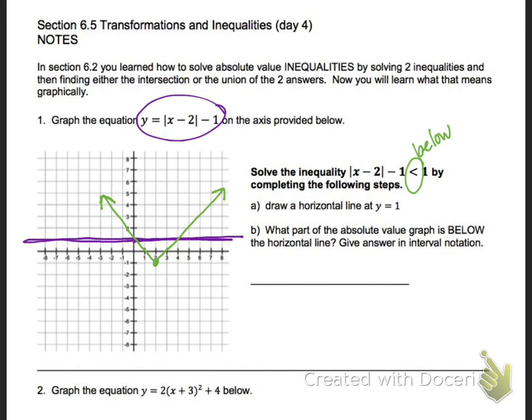So it has 2 points in which it touches the line, right? It touches at x equals 0, and then it also touches at x equals 4. And it's below from 0 to 4.